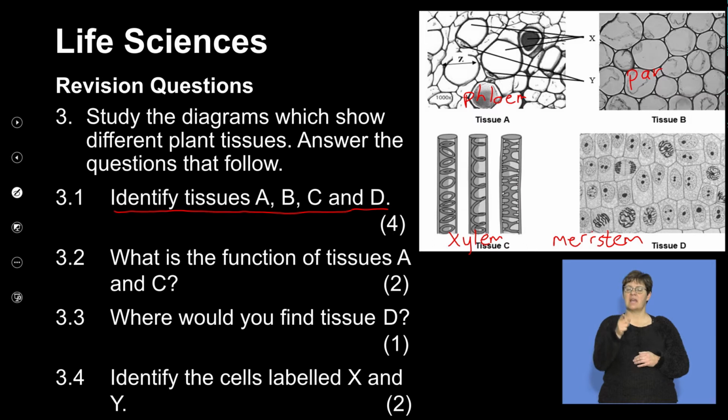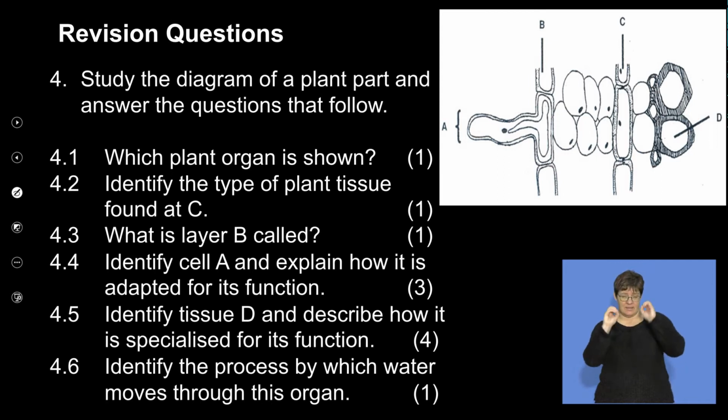It says what is the function of tissues A and C. Tissue A, it's phloem, obviously food transport. And tissue C, xylem, water transport. Where would you find tissue D? So this is linking to its position in the plant, so that would obviously be at the tips of roots and stems. And then identify cells X and Y, which is sieve tube cells and companion cells. So even though this looks complicated, what is being asked is really not that complicated.